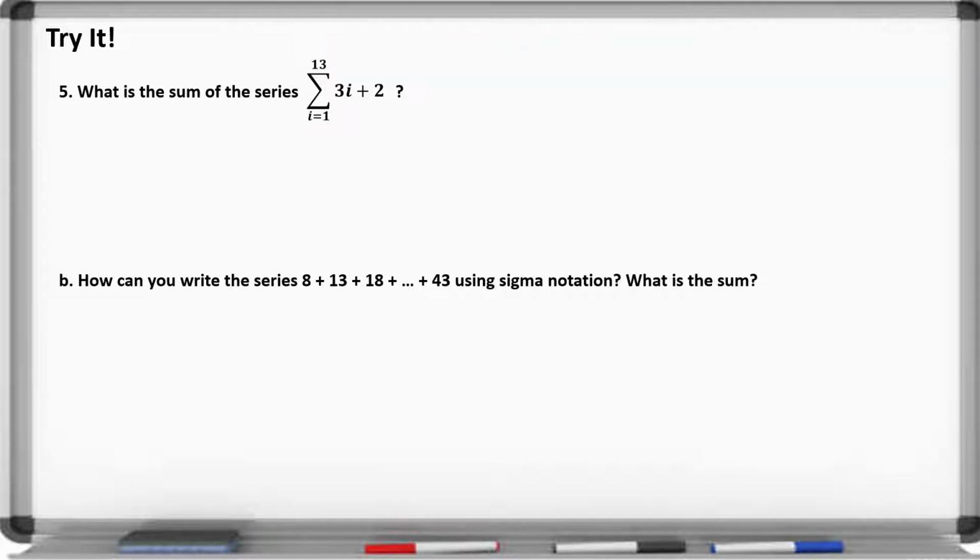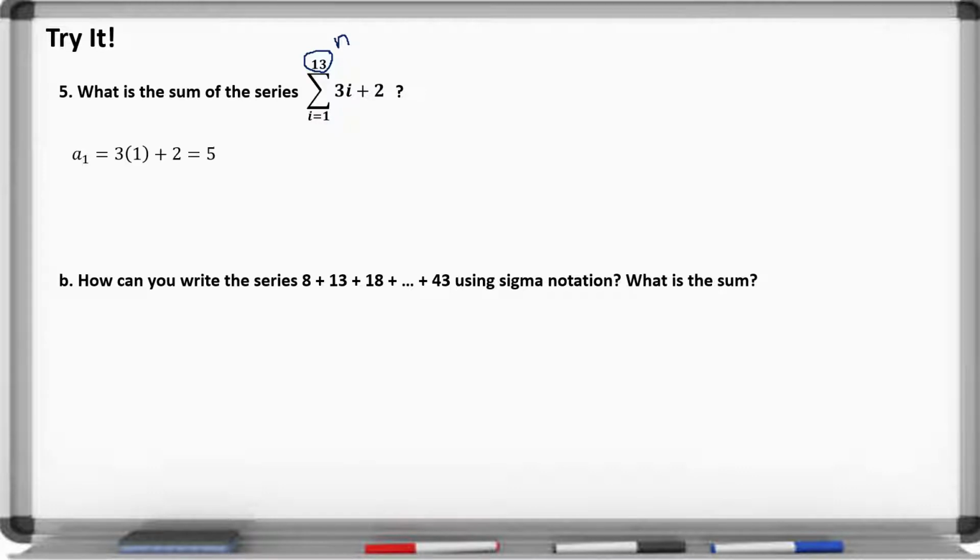Alright, so we want to find the sum of the series. So we want to find the sum from i equals 1 to 13 of 3i plus 2. If we want to find the sum, we know that there are 13 terms, so that's our n. So what we want to do is figure out what our a1 is, what our a2 is, all that stuff.